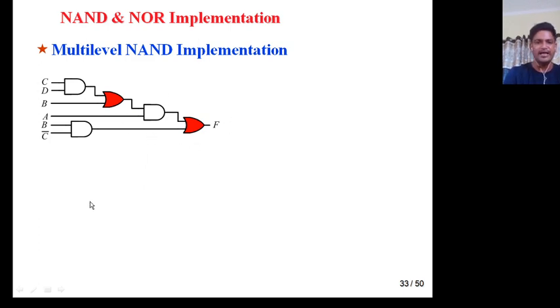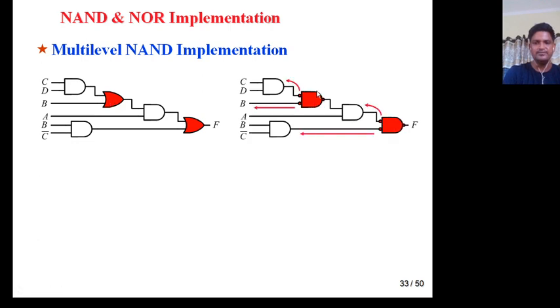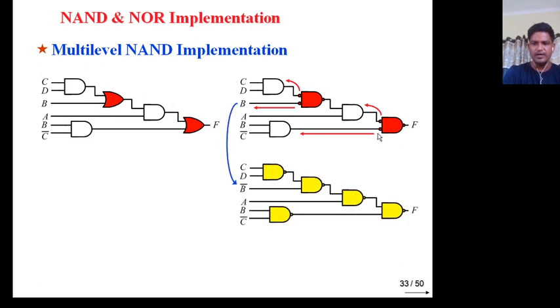Suppose you are implementing by using NAND gate, so plus is not required and dot is required. So replace this and this by bubbled NAND gate. You have replaced this by bubbled NAND and you have replaced this by bubbled NAND gate. Now you can interchange this bubble here, and you can interchange this by B bar, or you can make one NAND gate with this bubble here. So this is your final multi-level NAND implementation.